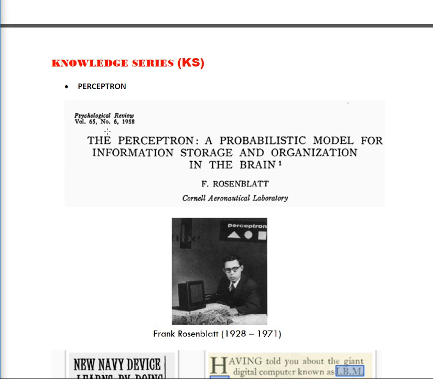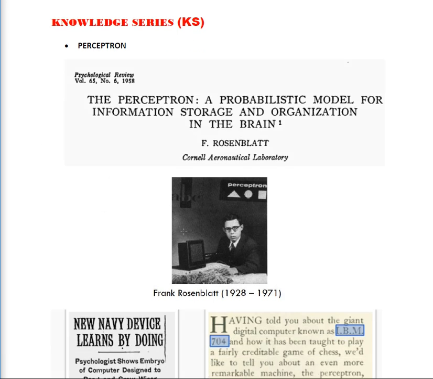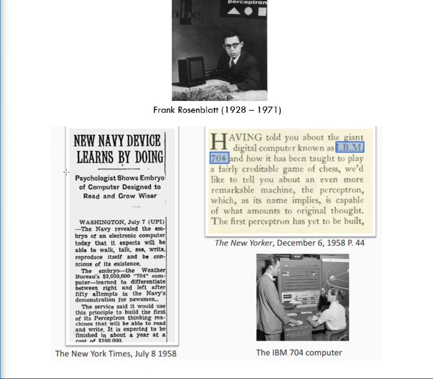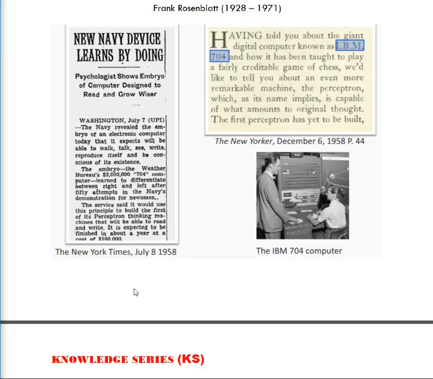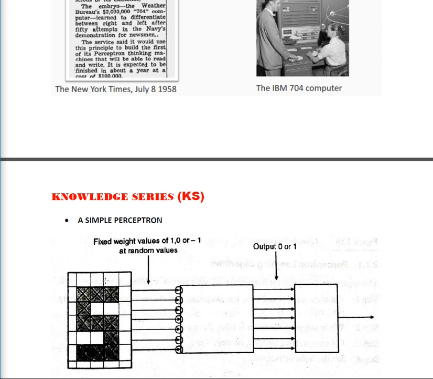So this is in the year 1958, volume 65, number 6, Psychological Review, in which it was published, and that work gave rise to circulation in the newspapers. That is what you can see over here in the New York Times, July 8, 1958. This was published. Now here, one thing you can see is a perceptron model. If you want to understand, it is better.